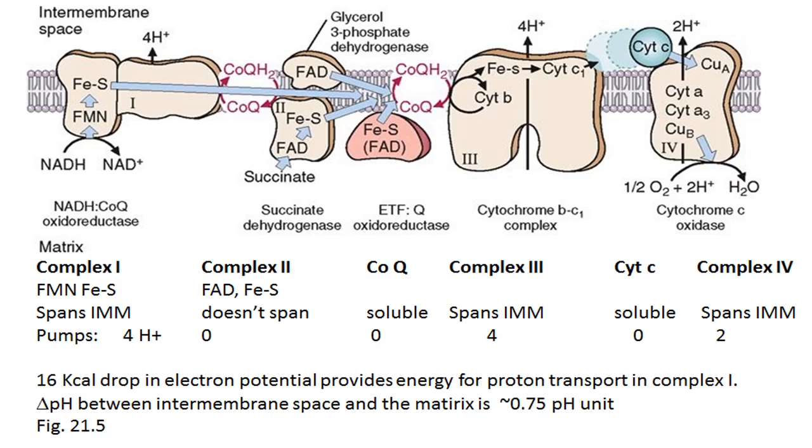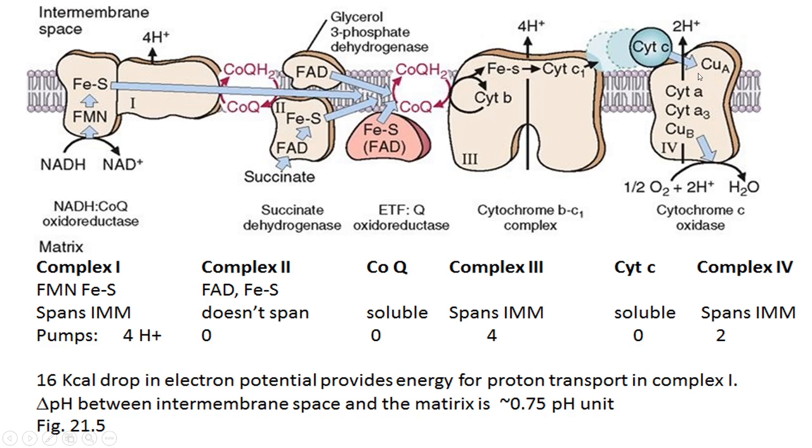Here, this complex 4 also contains cytochrome a and cytochrome a3. Cytochrome c transfers electrons to cytochrome a, and then to cytochrome a3. Cytochrome a3 also contains a heme group and two different proteins that each contain copper. So cytochrome a and cytochrome a3 also contain copper.